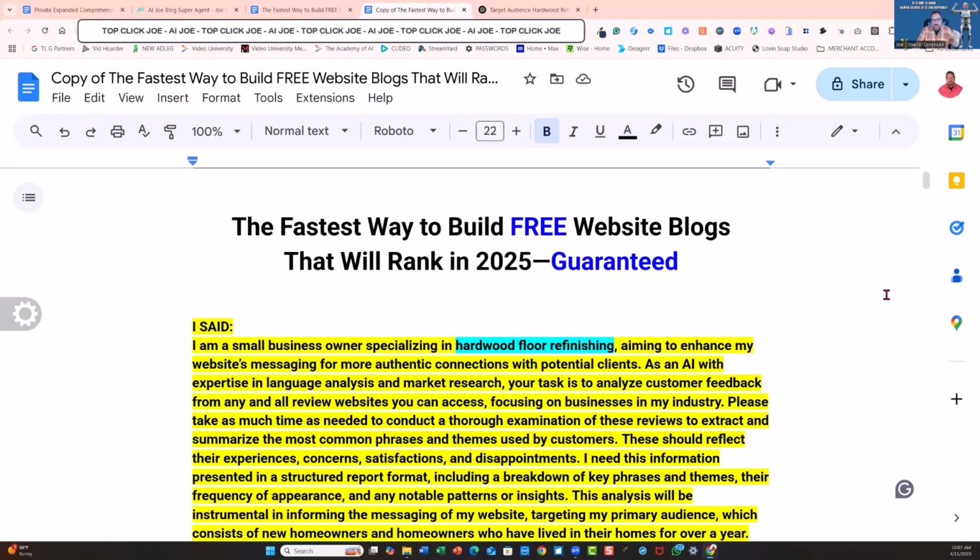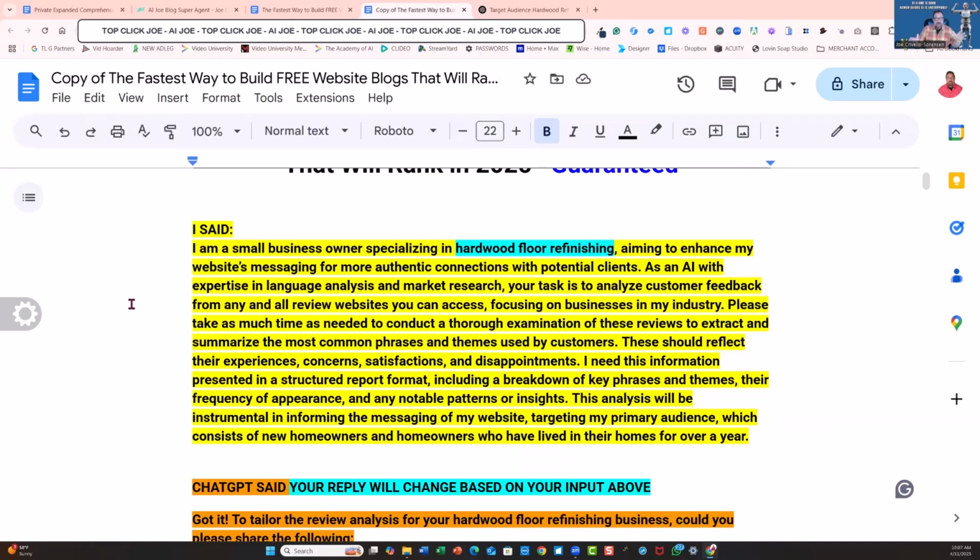Fastest way to build free website blogs that will rank in 2025, guaranteed. What you're going to do, where I said, this is me entering the prompt into ChatGPT. This is the prompt right here. Where I have the blue color here, or the aqua blue color, which I'll call blue from now on, so I don't have to go through all that.